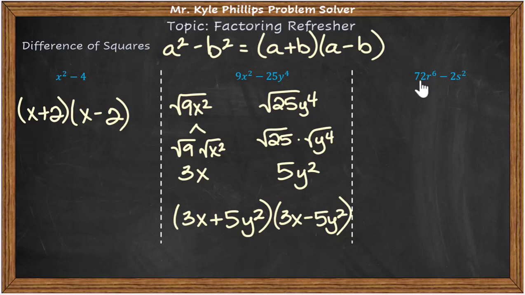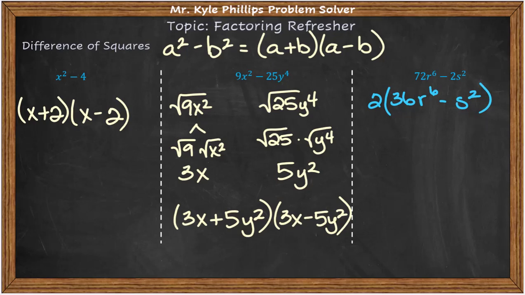And then, same thing here, 72 and 2. Mr. Phillips, these are not perfect squares. Remember what step always is? You cannot forget it. Greatest common factor. So let's factor out a 2, and then I get 36r to the 6th minus s squared.